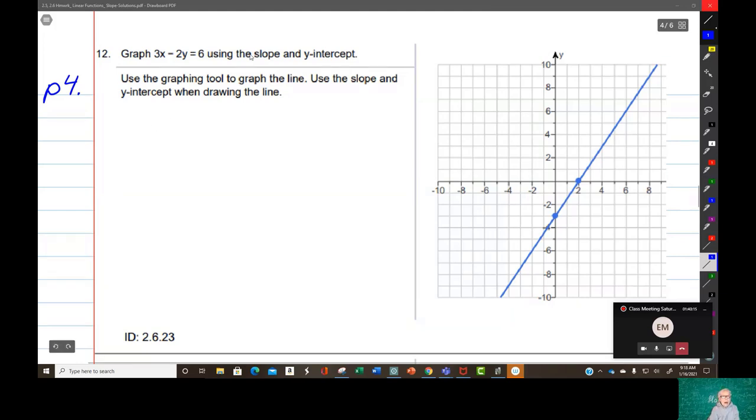Okay, we are now going to graph this by using the slope and the y-intercept. That means for this standard form equation, we're going to have to put it in slope-intercept form first.